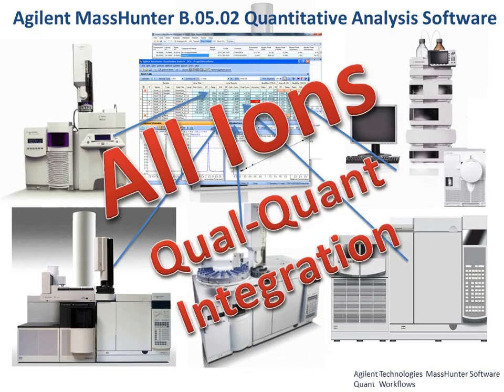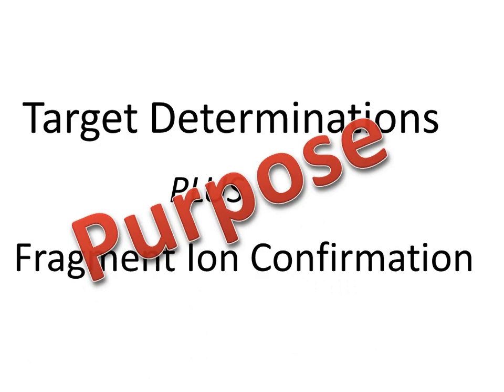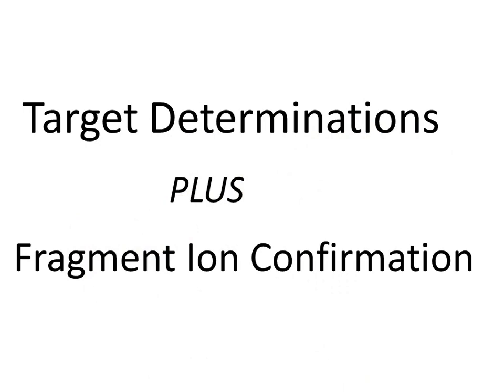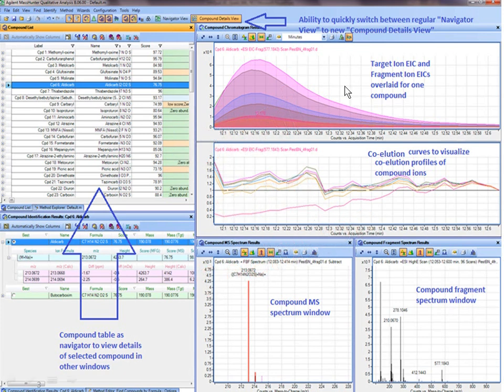Welcome to the All Ions video, which is an example of Qual-Quant integration. The purpose behind All Ions is to use Quant for the determinations and get confirmational evidence from the fragment ions. The work is done by Qual, where you can see the coelution curves and their profiles, and you can do that discovery, which I'll go over very quickly here, to find the target ion and the spectrum of the fragment ions.